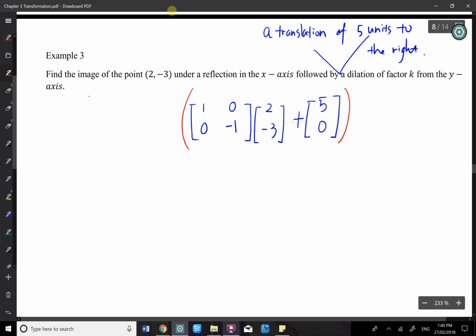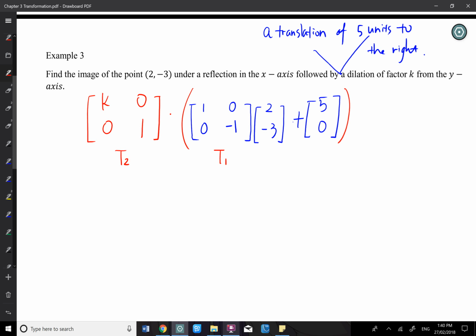But be careful. It must be in front of the first matrix. Okay, so T1, this is the first transformation matrix. That's the T2. You can't swap the order. Okay, it must be like this. You can't swap it. It must be exactly in this order.